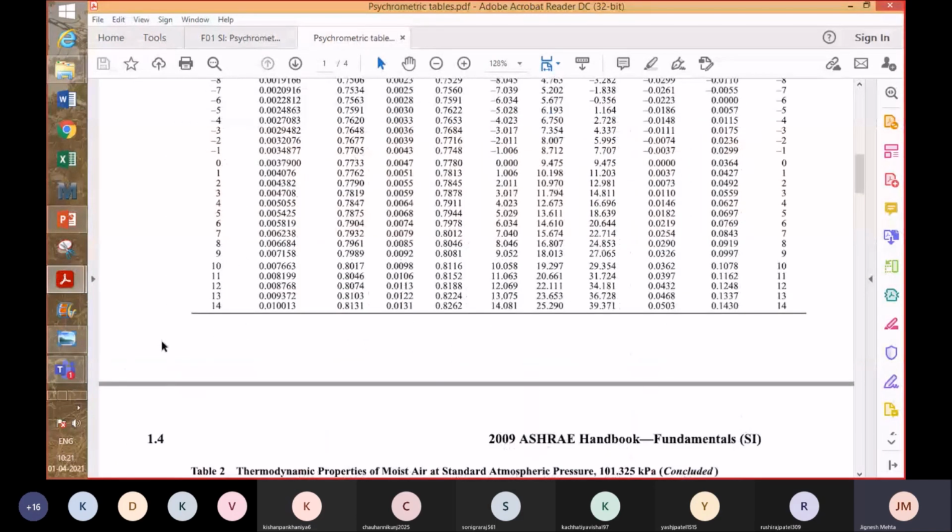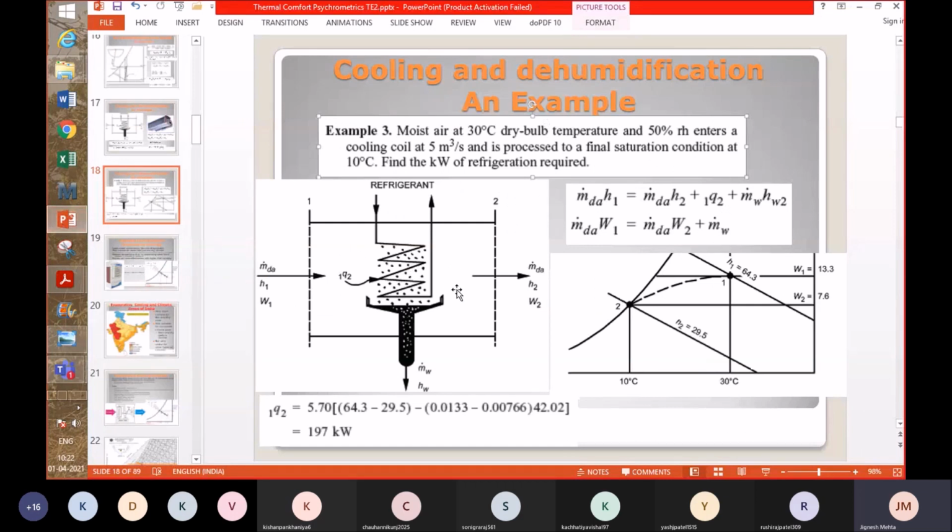So WS at 10 degrees Celsius, this is 10, and WS is the first column: 0.007663. So 7.663 grams of water per kilogram of dry air would be the value of W2, because it is the saturation condition at the outlet of the coil. So you can read those things here. So this W1 should be 13.3. You try and get it as per the procedure explained, so you should get this number, 13.3 grams of water per kilogram of dry air.